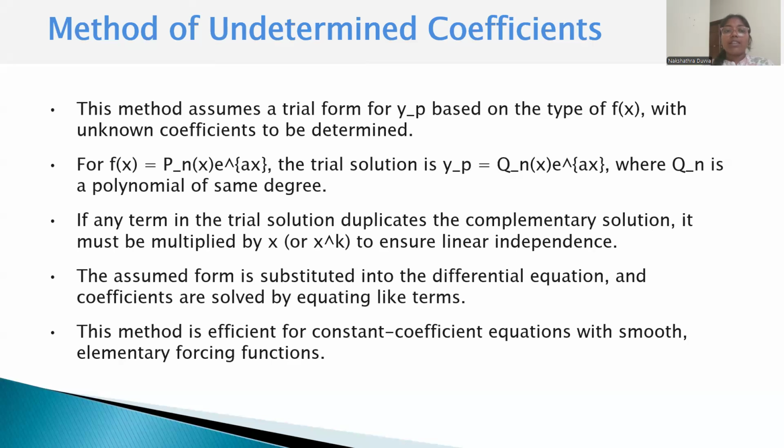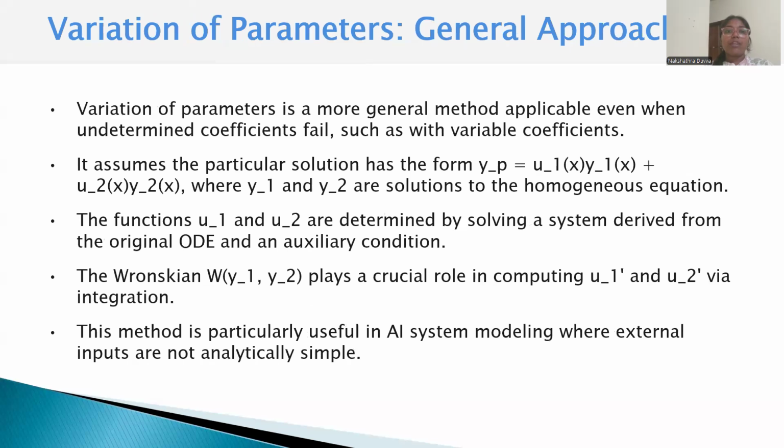If any term in the trial solution duplicates the complementary solution, it must be multiplied by x to ensure linear independence. The assumed form is substituted into the differential equation and coefficients are solved by equating like terms. This method is efficient for constant coefficient equations with smooth, elementary forcing functions.